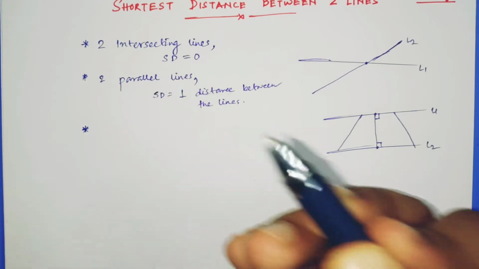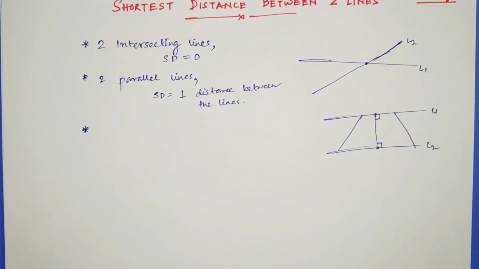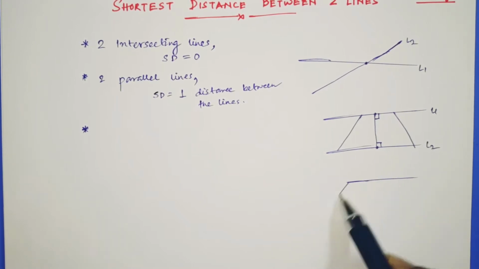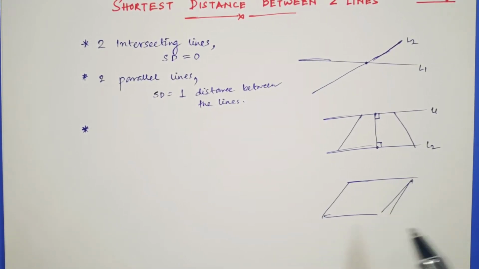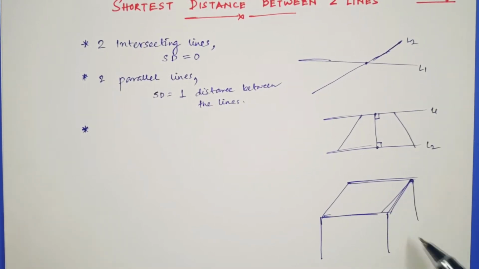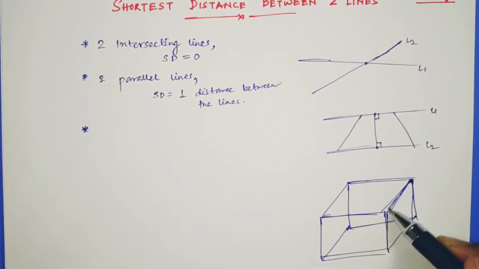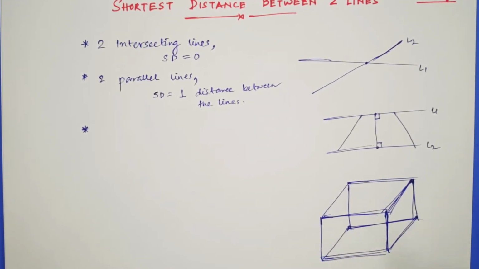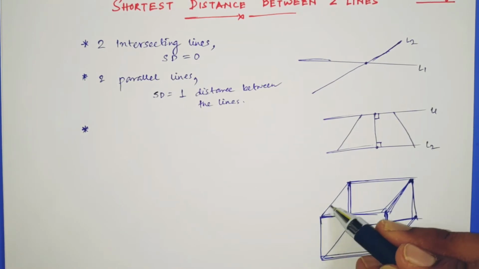Now we have a third set of lines. Suppose in 3D we have lines which are neither intersecting nor parallel. Then what happens? Can you think of any such lines? Look at here, I will just draw a 3D diagram. Now we have a cuboid like this. So think of it as a 3D diagram.